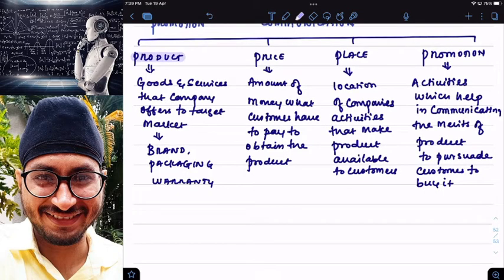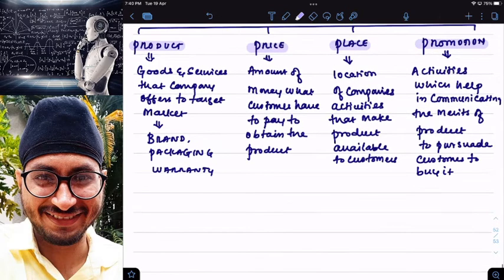So what are those, sir? Product, price, place, and promotion. Clear? Goods and services what I am planning to provide you, product. Amount at which I am planning to provide you, price. Location at which you can come and buy my product, place. And how am I making sure that you are aware about the merits of my product, not the demerits? Promotion. These are called what, sir? 4 P's of marketing.